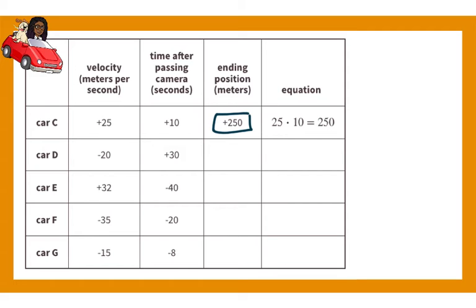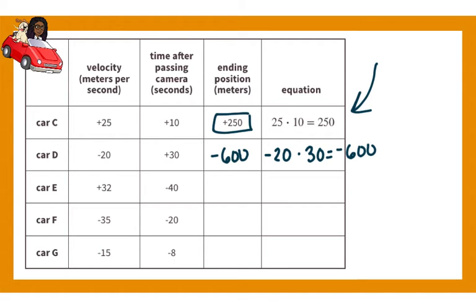All right. And so, I always like to add that equation in there so we can kind of see what it is that we're doing. Let's look at car D. We have a negative velocity. So that means that we're traveling which direction? West. Okay. We have a negative velocity and 30 seconds have passed. So I'm going to go ahead and put our equation down here first while you're thinking about our ending position. What'd you come up with? If you said negative 600, then you are correct.